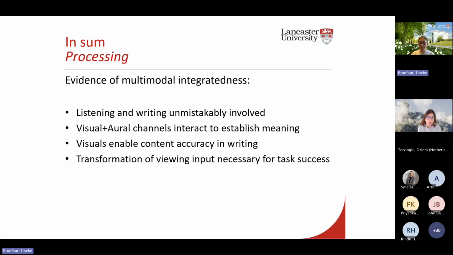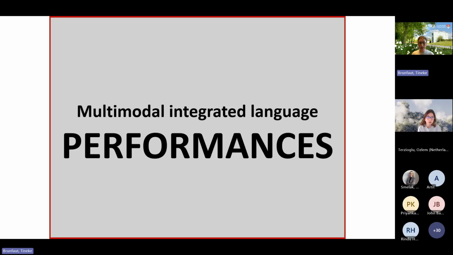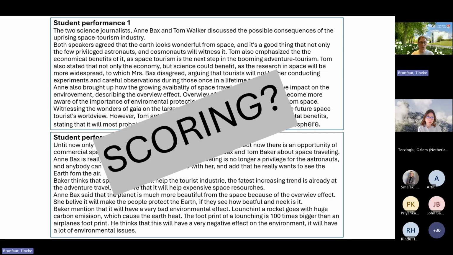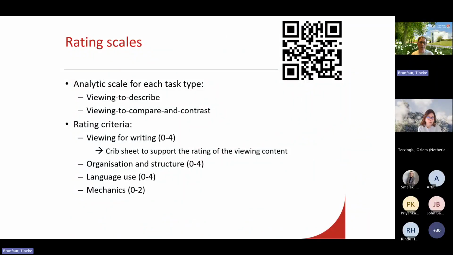So that's about processing. Now then, of course, they do the task and they deliver a performance in writing. So the next question, we're talking about a testing context, is how do you score these performances? And so to do that, Judith and I developed two analytic rating scales, one for each task type. Again, these are freely available. And these rating scales each had 4 criteria.